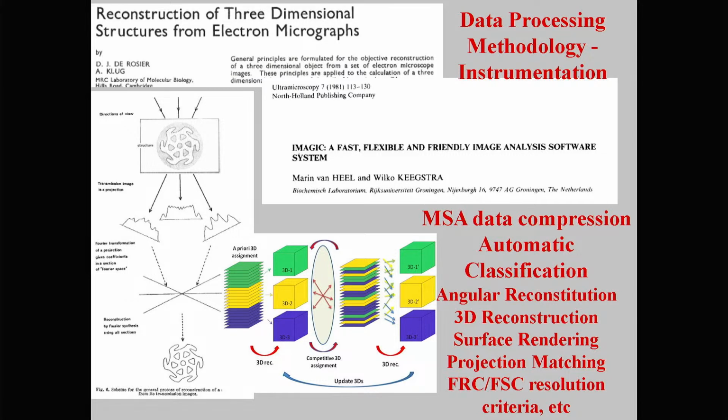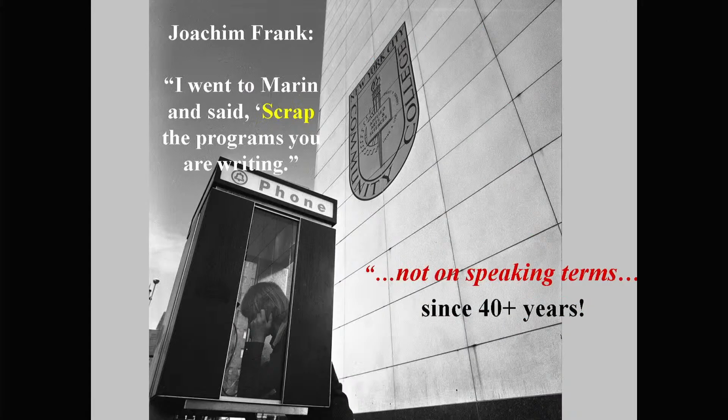And we had, Joachim and I had applied for a grant, and that finally came through in 81, 82. But things were not going in the right direction, and when he was reporting these events to the literature, I went to Marin and said, "Scrap the programs you are writing." He was a secondary player in this whole thing. And he changed this, so that didn't work. So we have, for 40 years, no longer been on speaking terms.